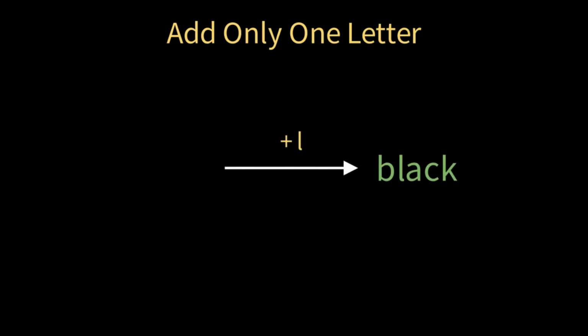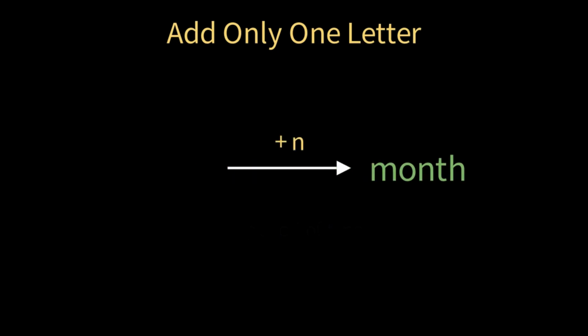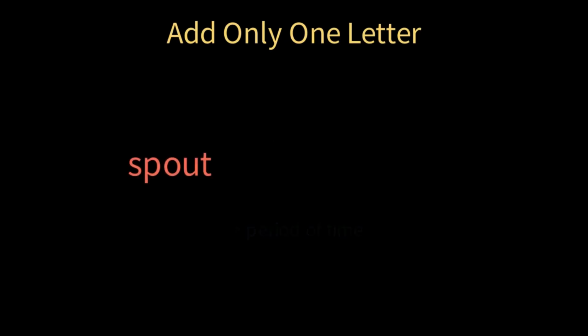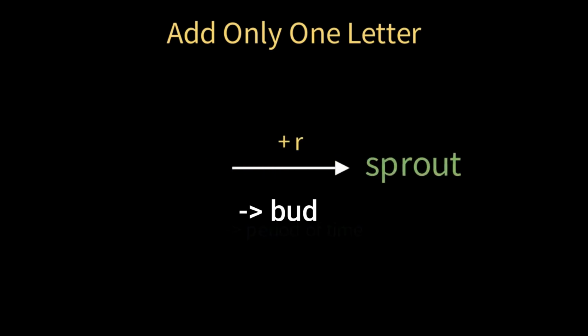How does black become a color? By adding L before A, BLACK, black. How does month become a period of time? By adding N after O, MONTH, month. How does spout become a bird? I'll give you a hint, by adding R. Where will we add R? SPROUT, sprout. How does planting become sowing?